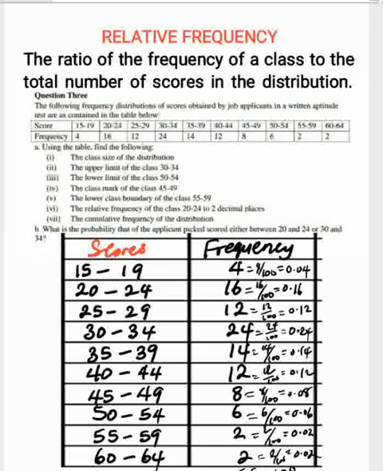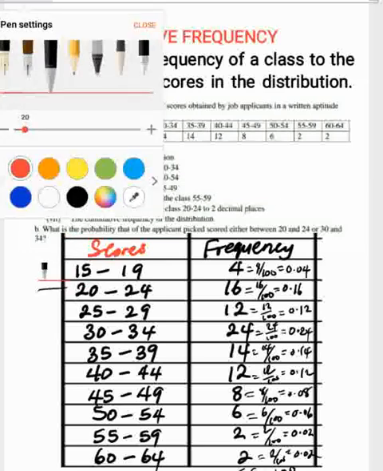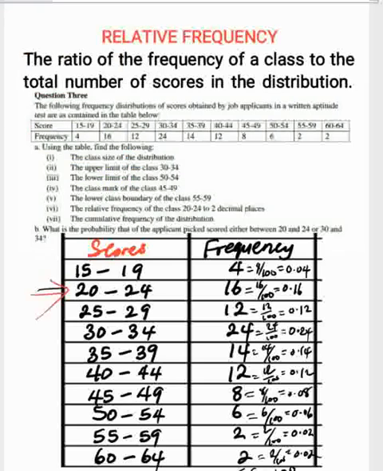Now, back to the question given to us. The relative frequency of the class 20 to 24 to 2 decimal places will be 0.16. And that will give us the relative frequency of that particular class 20 to 24.